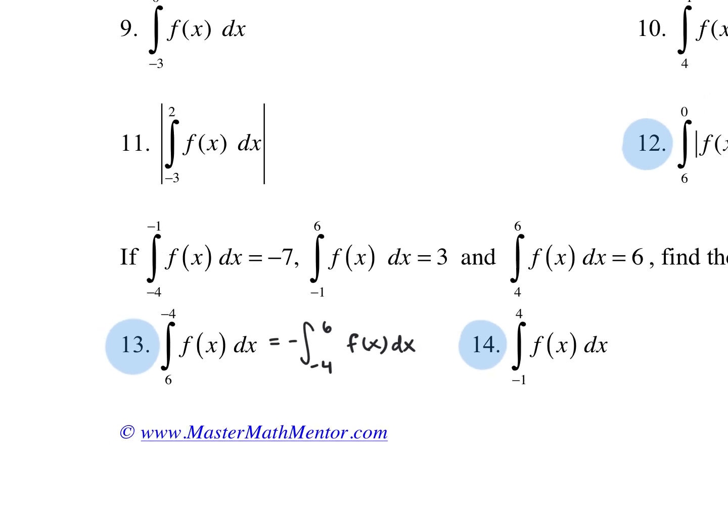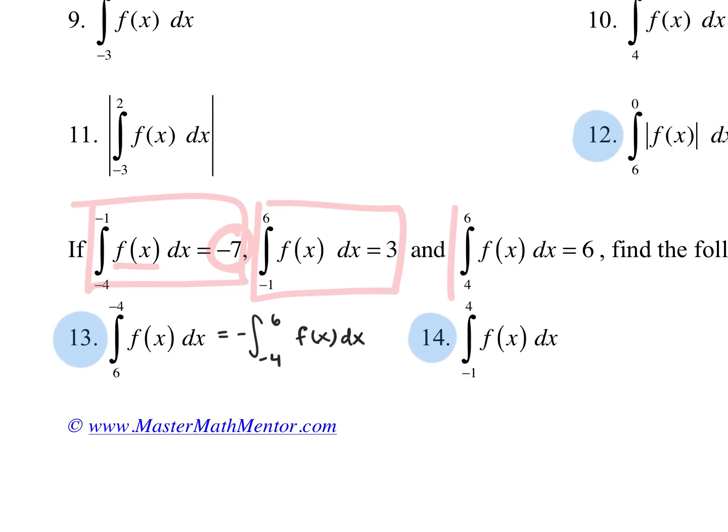And now to solve this, we're actually given this information above that we need to use. So from -4 to -1 of f of x, that's equal to -7. The next one is from -1 to 6. That's going to equal 3. That's the accumulation. And then from 4 to 6, that's equal to 6.